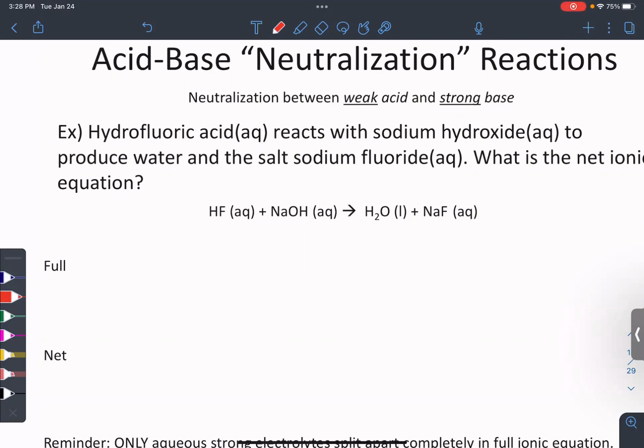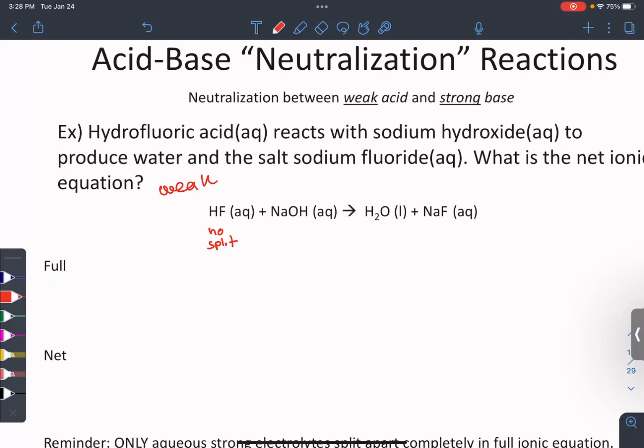A strong electrolyte and aqueous. Is HF a strong electrolyte? No, HF is a weak electrolyte. So do we split it? No, we don't. We no split. No split, because it's a weak electrolyte. We only split things that are strong and aqueous.